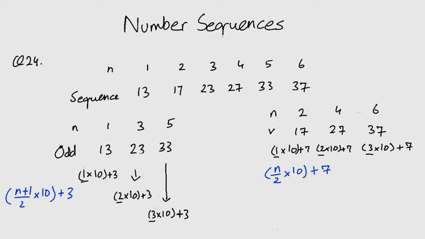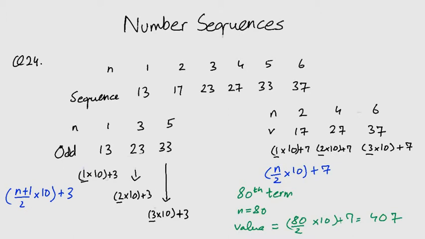Now they have asked you in part D for the 80th term. The 80th term is going to be falling into the category of even, and putting it into the even formula gives us the answer of 407.